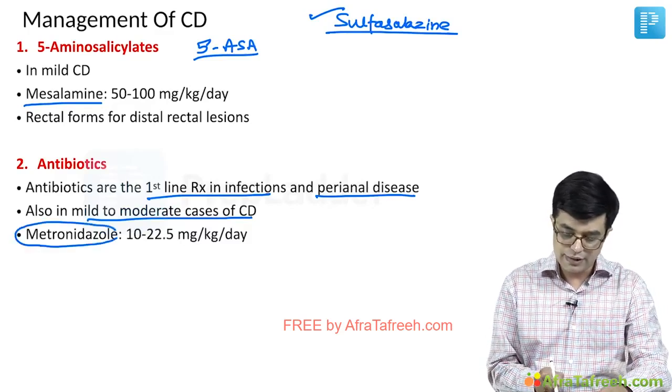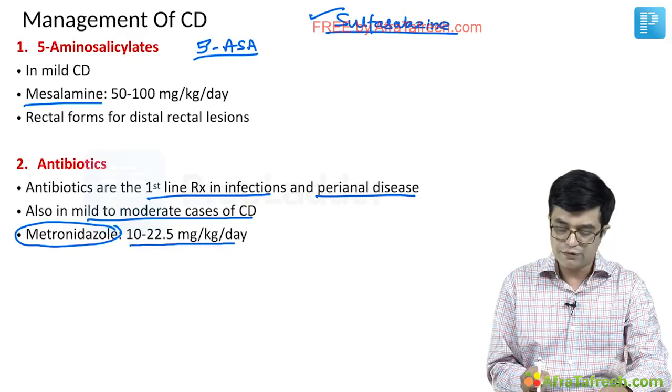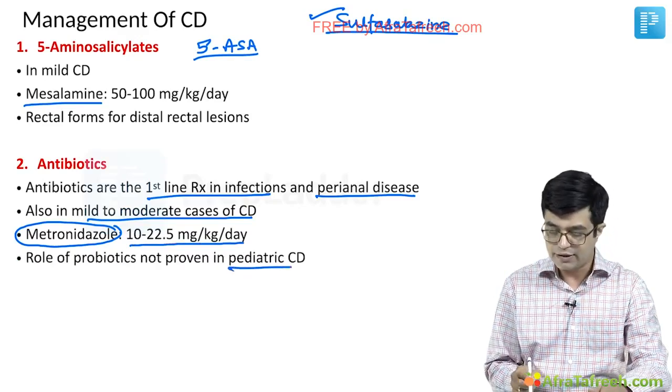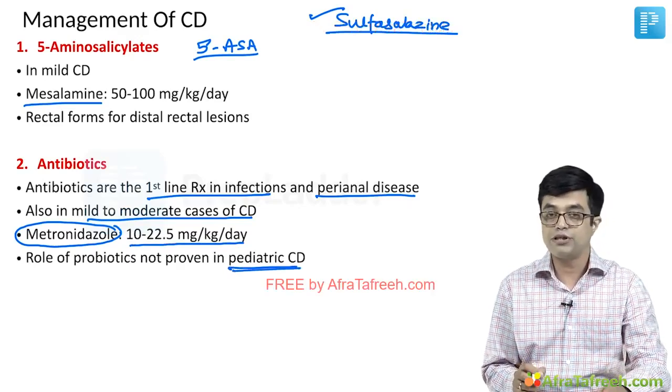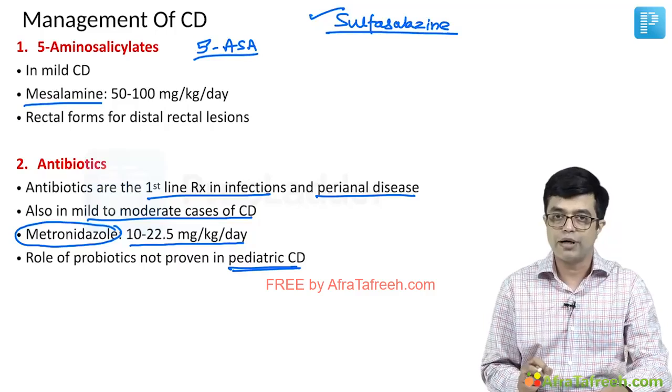Metronidazole is usually the antibiotic of choice which is used. The dose is 10 to 22.5 mg per kg per day. Role of probiotics is not proven in pediatric CD, although there are many preparations which come where probiotics are added to it. In adults, probiotics are frequently used.